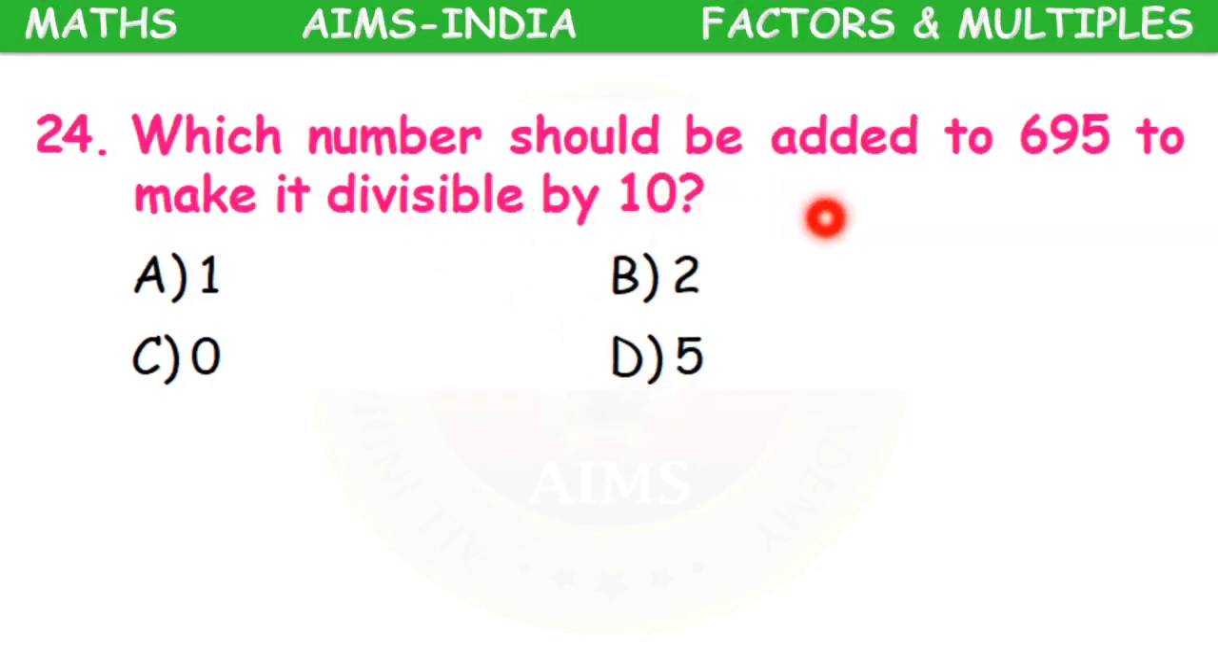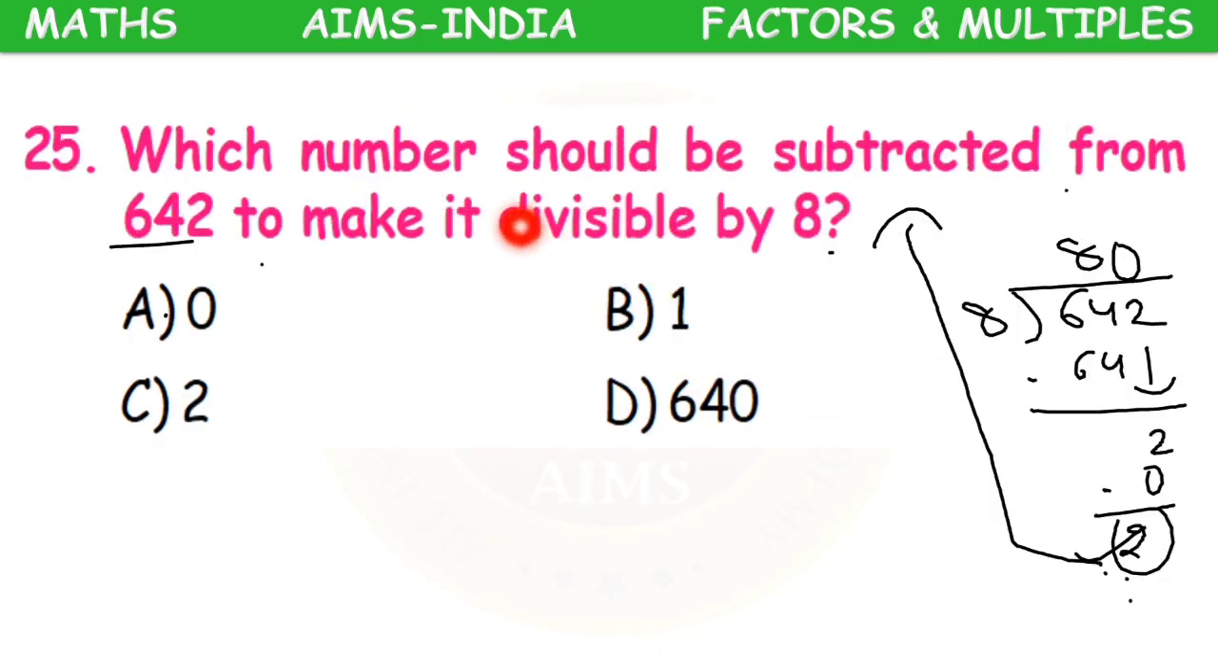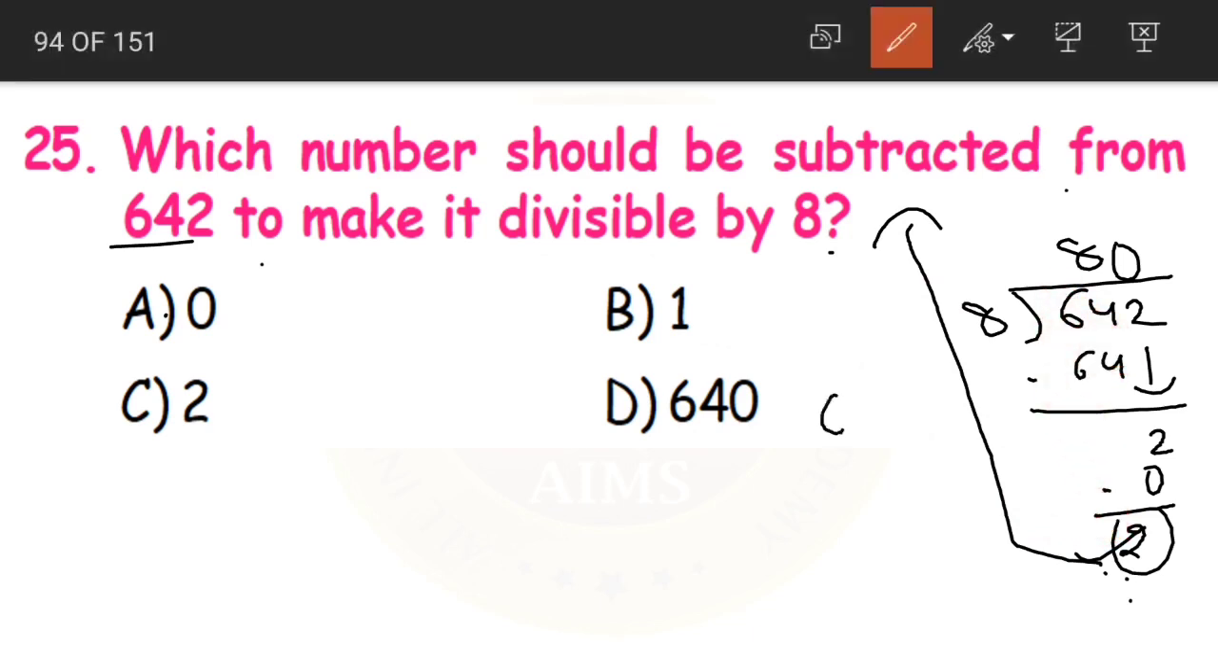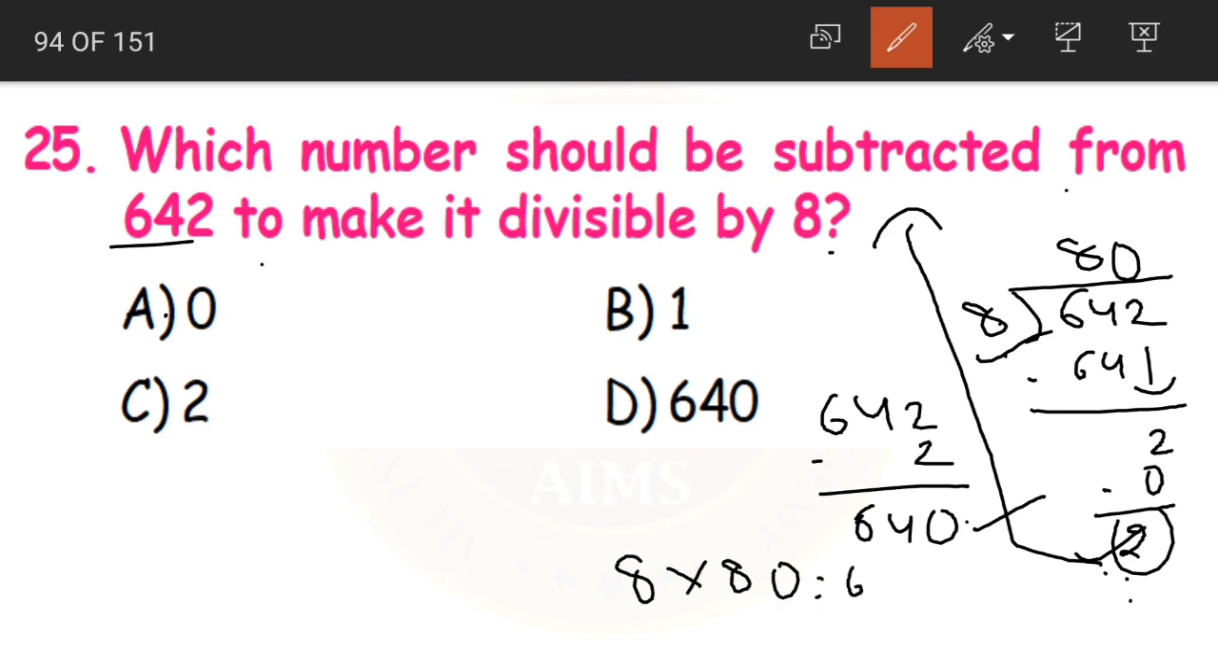To find out the number to be added, we subtracted the remainder from the divisor. Now to find out the number that should be subtracted, it is simply our remainder, children. Now here 2 is remaining. Yes, if we subtract the 2 from the dividend, what will we have? 642 minus 2 will give us 640. Now this is exactly divisible by 8. 8 into 80 is equal to 640.